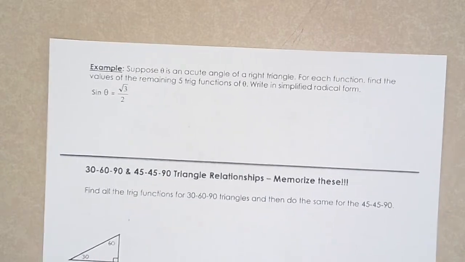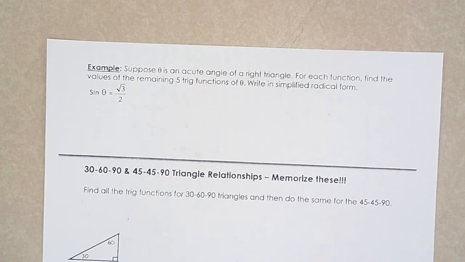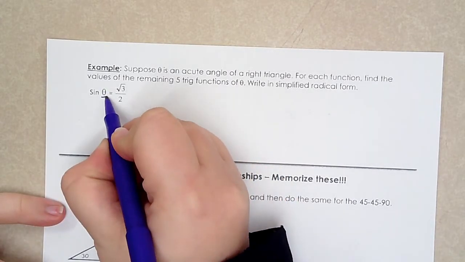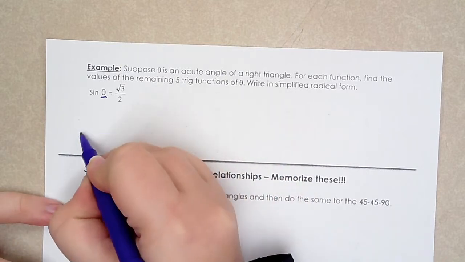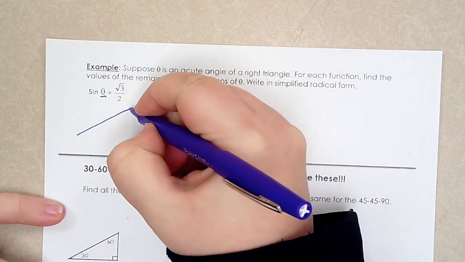All right, let's flip it over now. So suppose theta is an acute angle of a right triangle. For each function, find the values of the remaining 5 trig functions of theta and write in simplified radical form. Well, you might be asking, Miss Bury, you only gave us one number here. How do we do this? Well, fortunately, because it specifies an angle, we can just go ahead and make a right triangle.